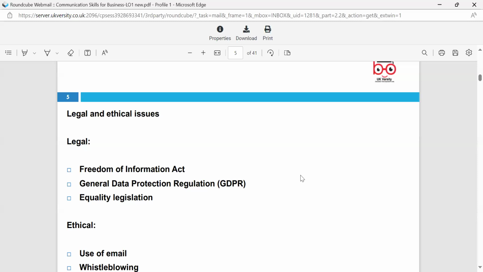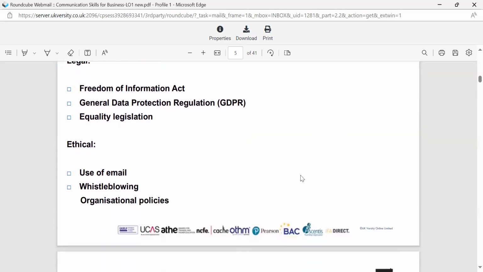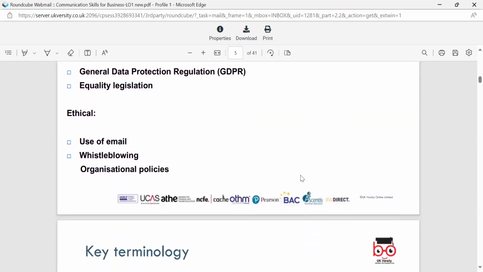Legal and ethical issues, things like the legislation, GDPR, freedom of information, equality, and ethical issues such as use of email, whistleblowing, and organizational policies.